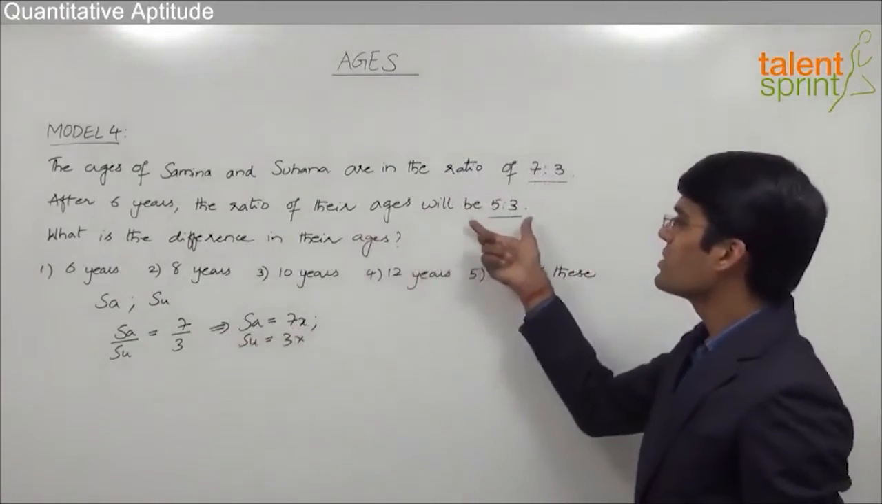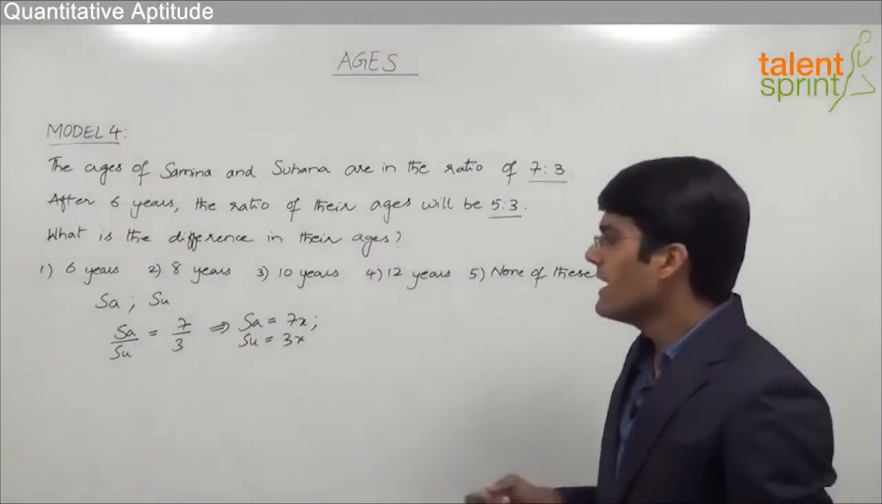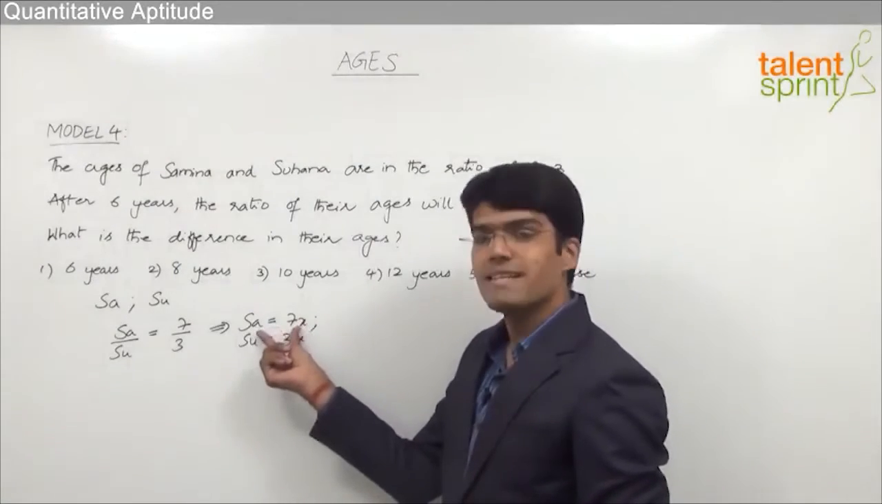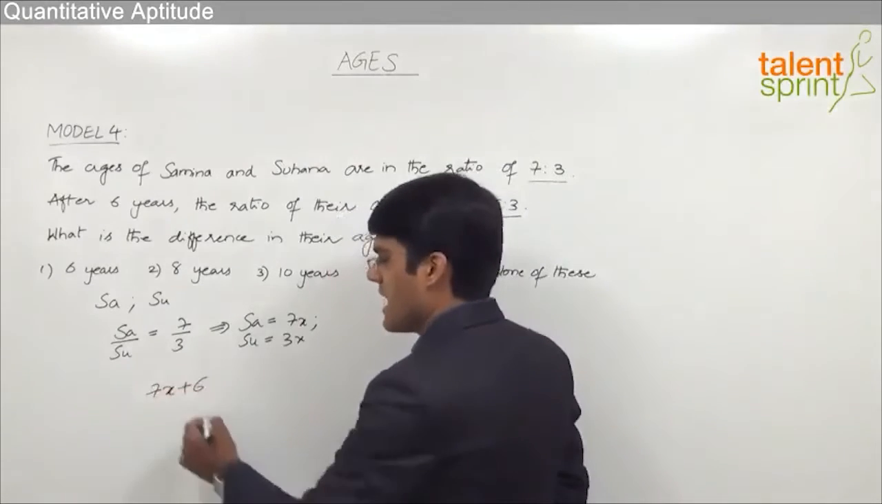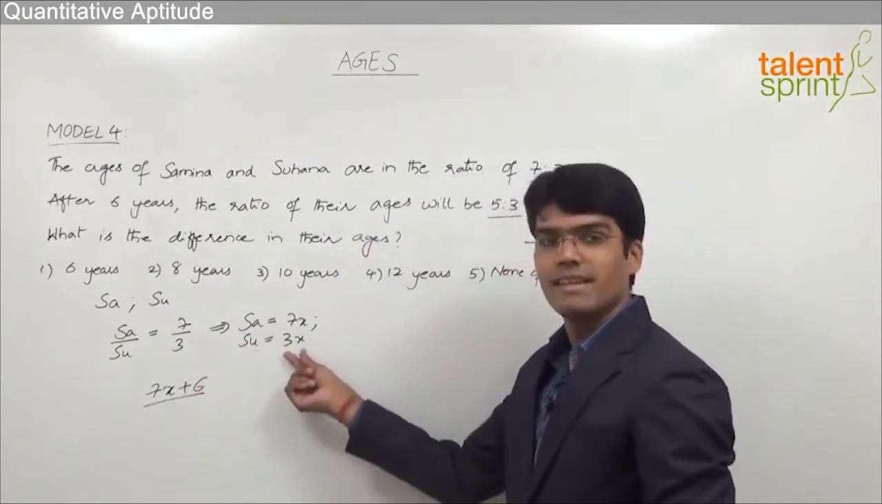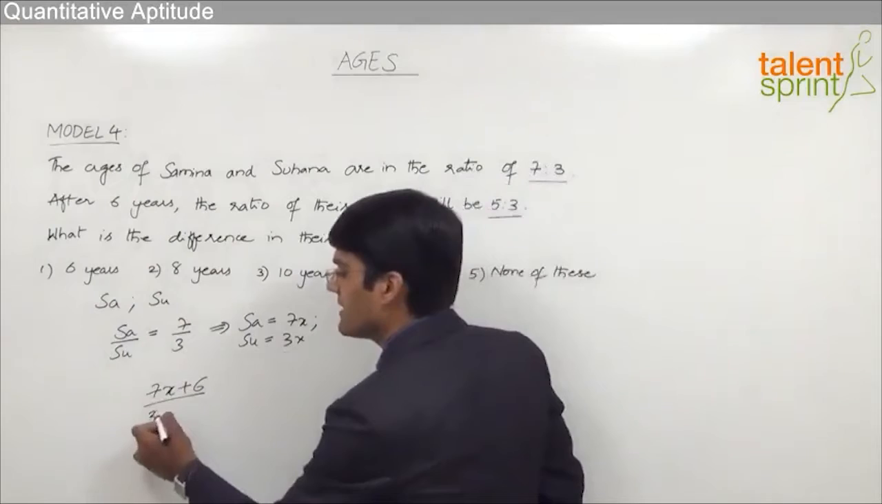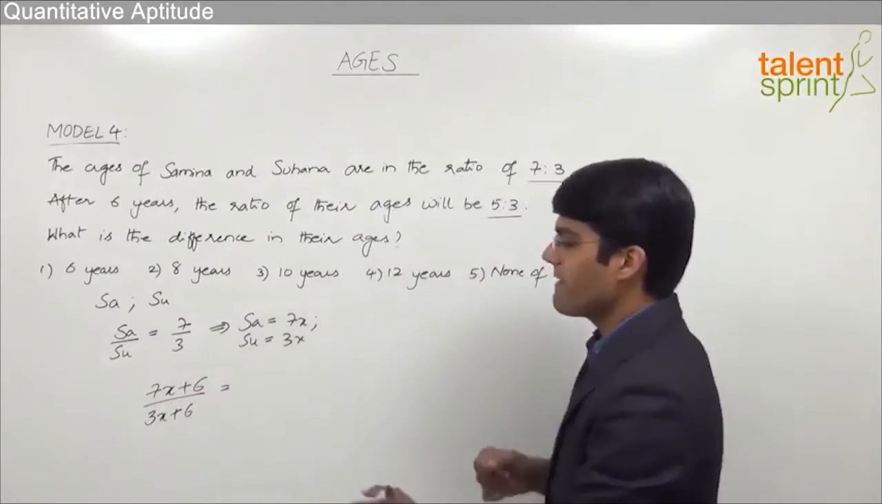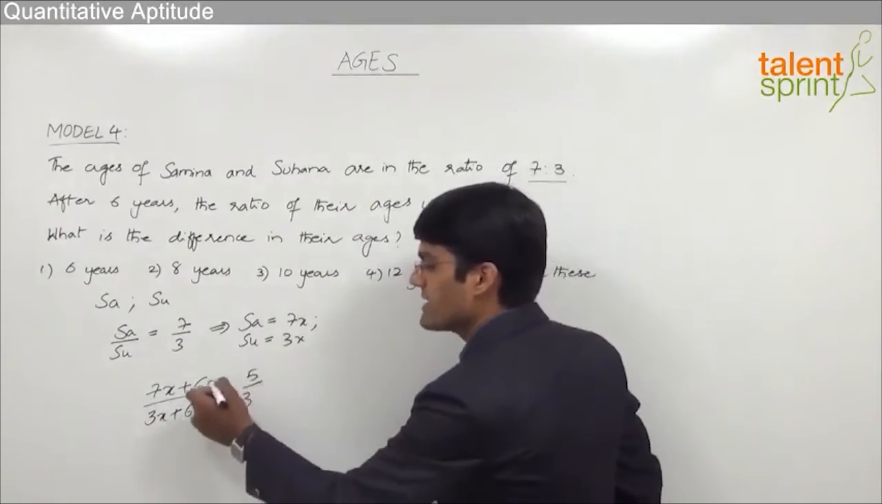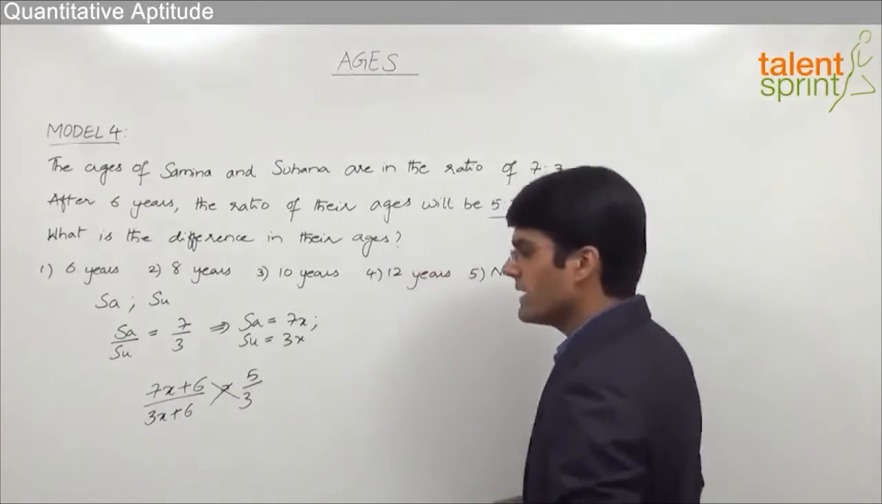After 6 years, the ratio will be 5:3. Now very clearly, if Samina's present age is 7x, her age after 6 years will be 7x plus 6. And if Suhana's present age is 3x, her age after 6 years will be 3x plus 6. And the ratio of these two is given as 5/3. So again, by simplifying this equation, we can get the value of x.